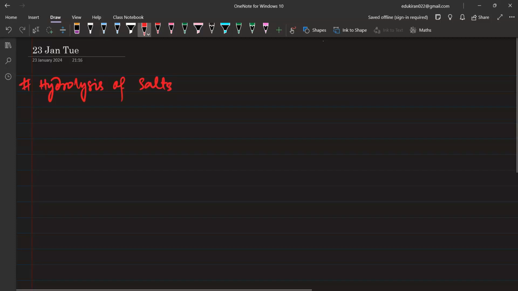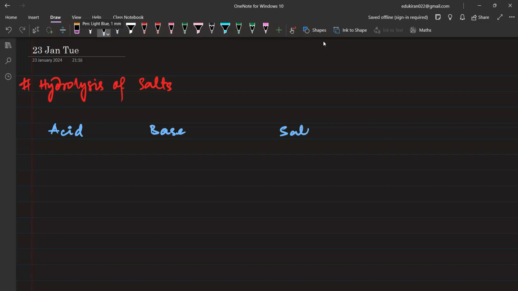salts. Now, we know that salts are made up of acid and base. Acid and base form salt. And depending on what kind of acid we are using and what kind of base we are using, that salt will have a certain pH of its own. So when we use a strong acid and a strong base, the salt we get is neutral, and the pH of that salt is 7.